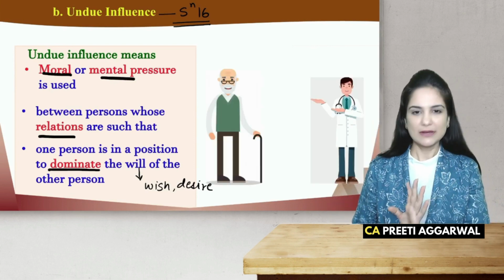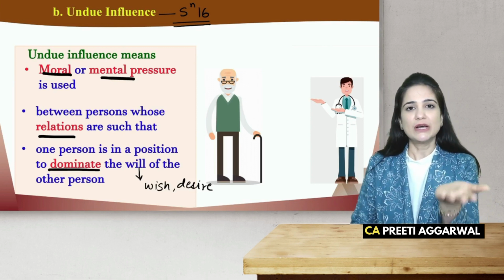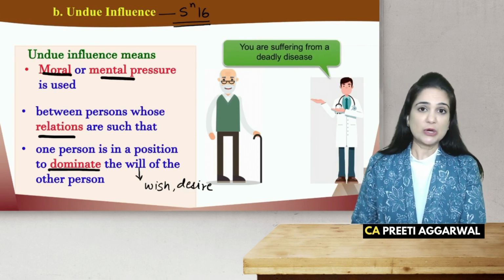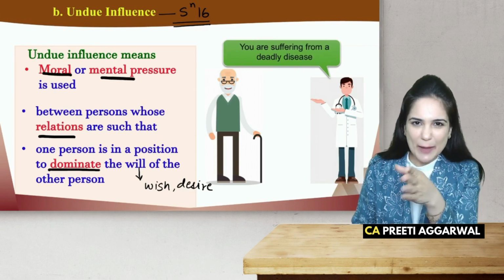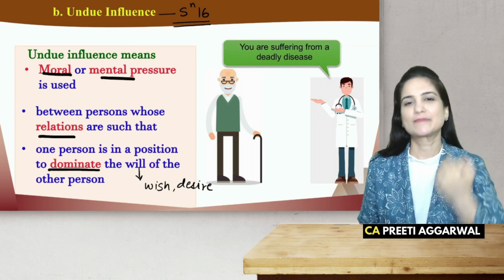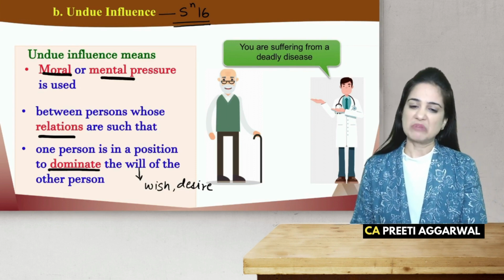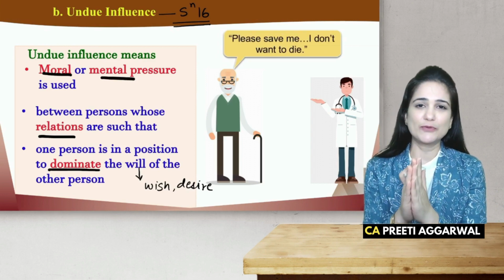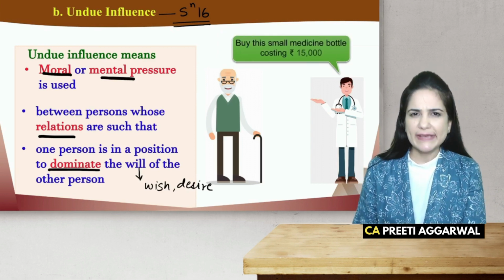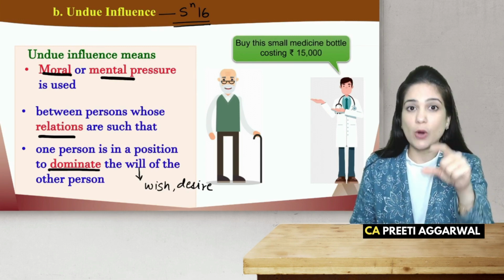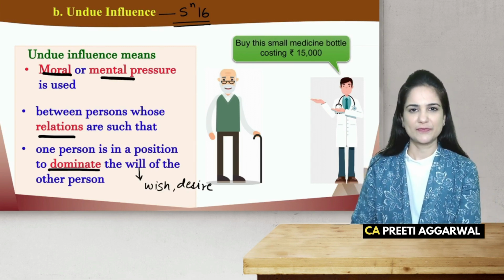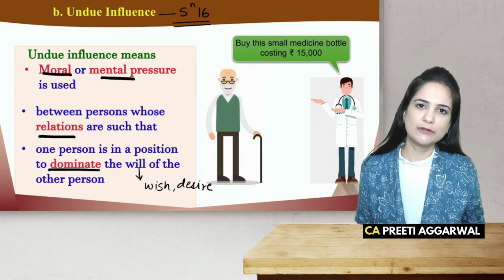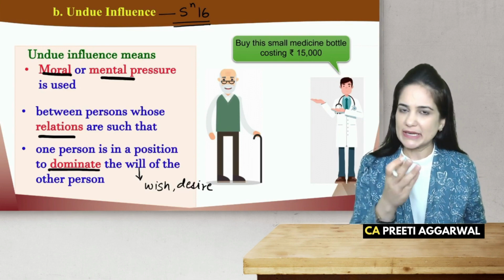Best example, doctor-patient. Their relation is such that doctor can easily influence the patient. Doctor tells the patient, you're suffering from a very deadly disease. Actually, nothing had happened to the patient. He's just scaring him to get money. Doctor tells the patient, I think you will die. Patient says, no, doctor, please, I don't want to die. Please save me. Doctor says, okay, I will save you. Take this small bottle of medicine costing 15,000 rupees and you will live. Patient consumes the medicine. I will live. This is undue influence. Actually, nothing had happened to him, but he got scared.